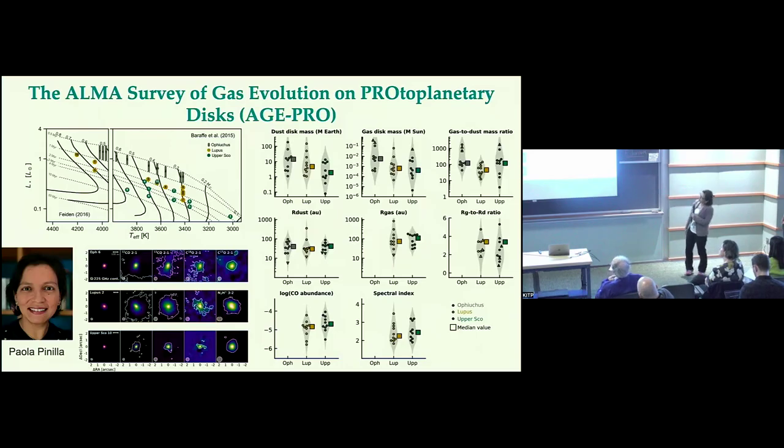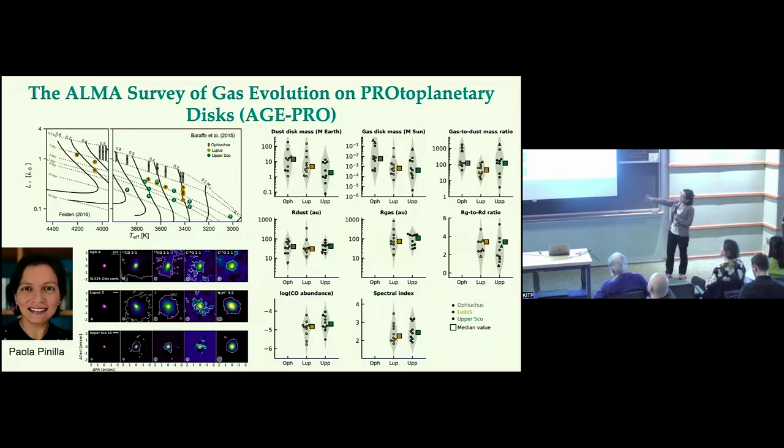But before this program, we really didn't know how the mass in disks is and also how it evolves with time. So for that, we have an ALMA large program targeting 30 protoplanetary disks in 3 different star-forming regions, from 0.5 million years old to around 5 million years old. We have 10 disks in each region, in Ophiuchus, Lupus, and Upper Sco. We have a narrow stellar mass range because we didn't want very large dependencies on the stellar mass, so it's between 0.5 and 1 solar mass.